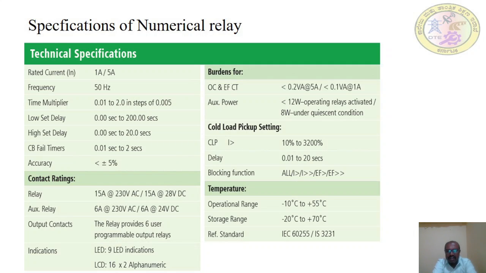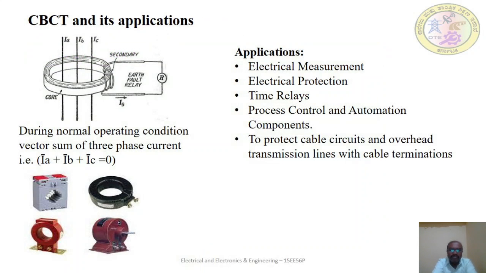Next, temperature operation. This shows the specification of the numerical relay. Next is the CBCT, that is, the core balance current transformer. You can see in the diagram that the ring type is the most commonly used type of core balance current transformer. The cable passes through the center of the CT, and in that way forms the primary winding.